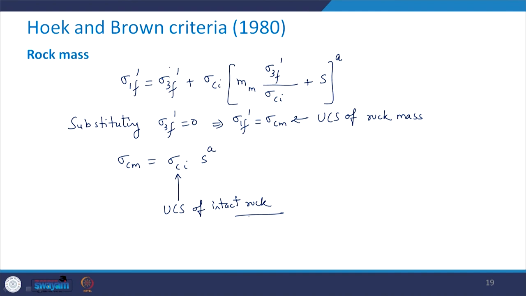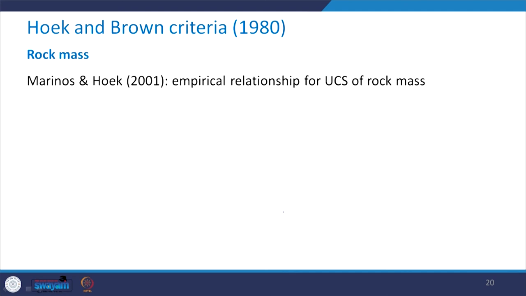Now, how to get the sigma cm the other way? So, Marinos and Hoek in 2001 gave an empirical relationship for the UCS of rock mass, and that is given as sigma cm is equal to sigma ci multiplied by (0.0034 mi to the power 0.8), this whole thing, multiplied by (1.029 plus 0.025 e to the power minus 0.1 mi), and this whole thing to the power gsi.